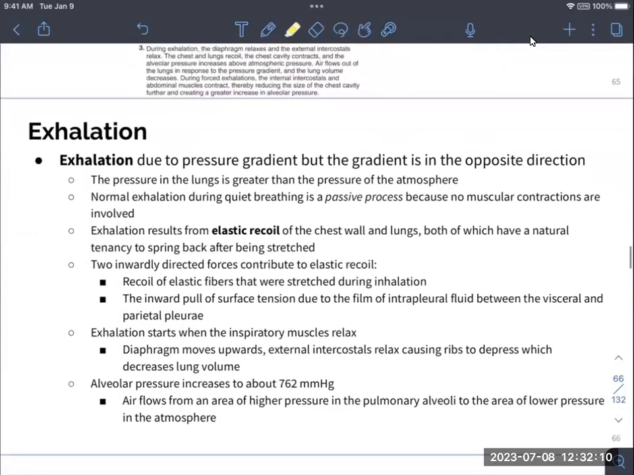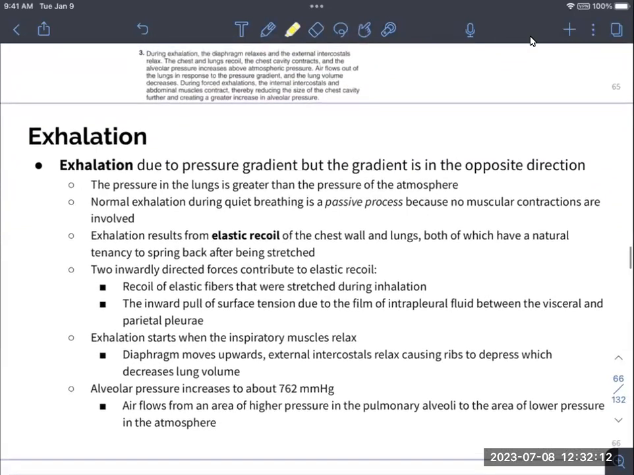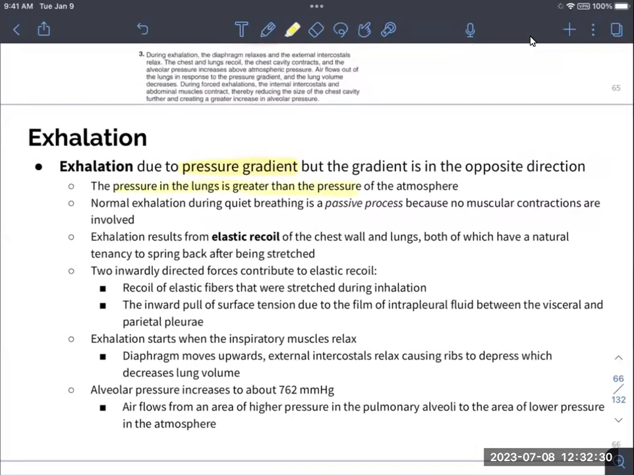So let's go through exhalation. And again, it's due to pressure gradient, pressure changes. But this time, it's in the opposite direction. Because once we take a breath in, all of a sudden, the pressure in the lungs is greater than the pressure in the atmosphere. So we've taken in more air, that the pressure inside of the lungs is now higher than that 760 millimeters of mercury.